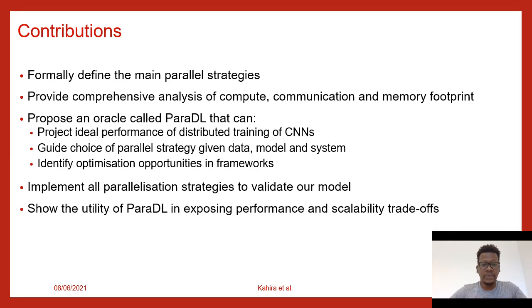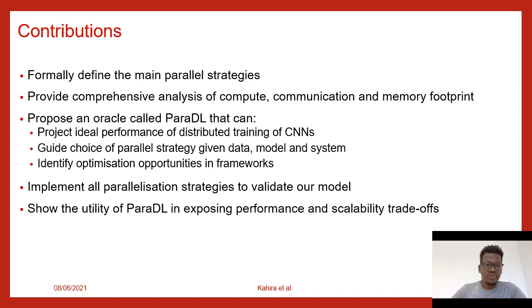We look into those challenges of model parallelism and provide an oracle that can guide in training in selecting, or rather determining, the correct parallelism strategy. But to do that, we first of all define all the main parallelism strategies of convolutional neural networks. And then we provide a comprehensive analysis of compute, communication, and memory footprint of each of these strategies.